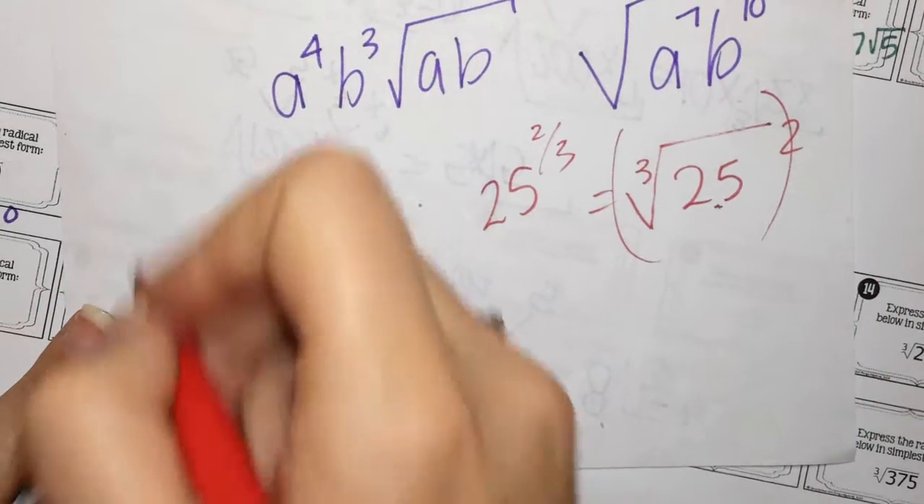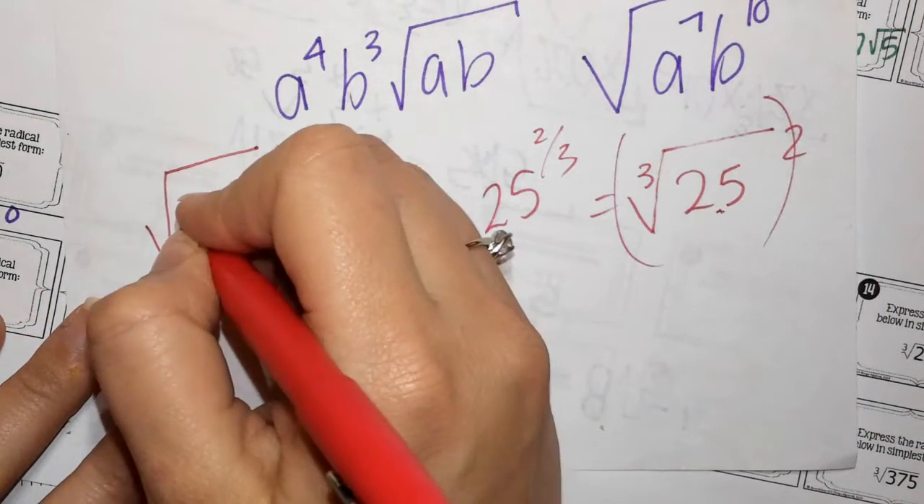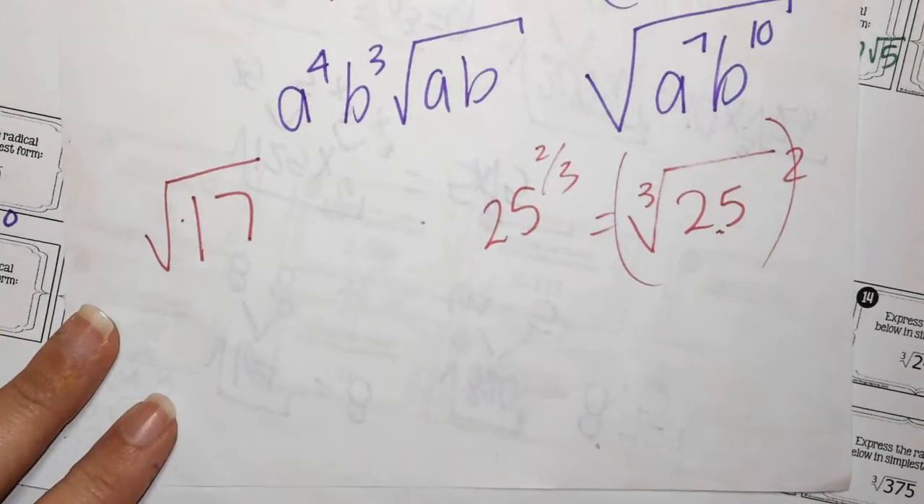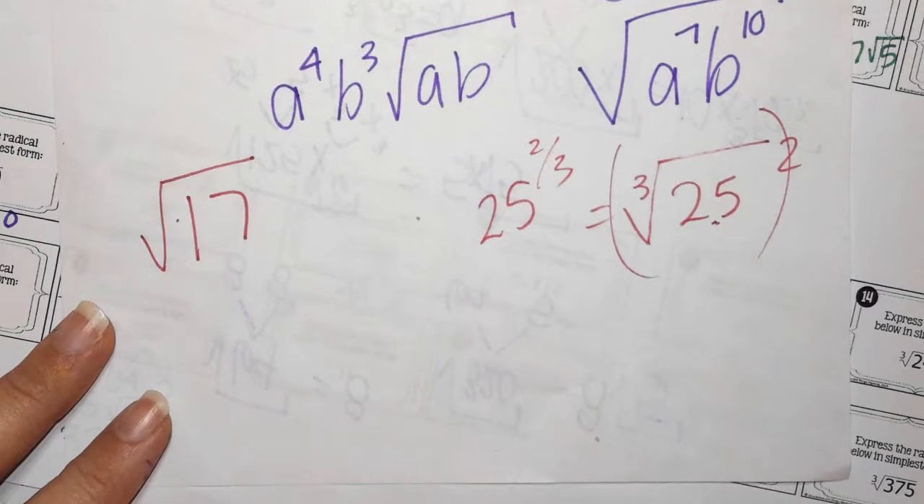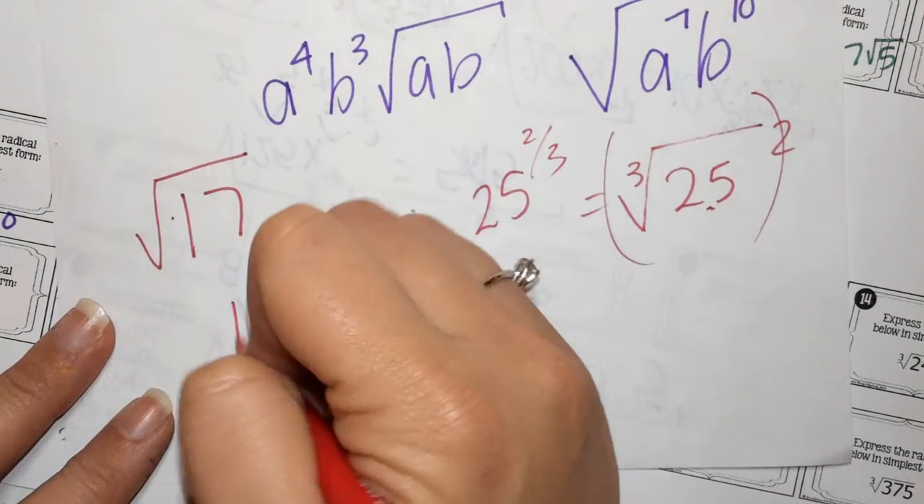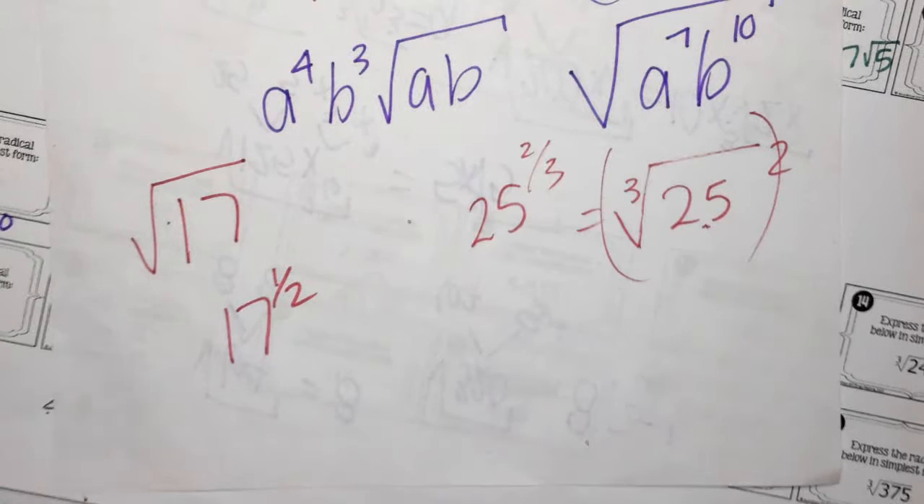What if I said vice versa? What if I said I wanted you to convert this from a radical to a rational exponent? It would be 17 to the 1/2. Why is it 1/2? Because the 2 is in the index, and the 1 is in the numerator. Fantastic. All right, so are we ready for one more before we go on?